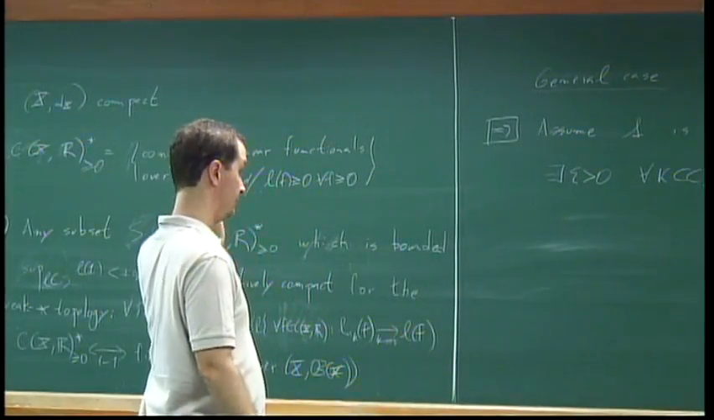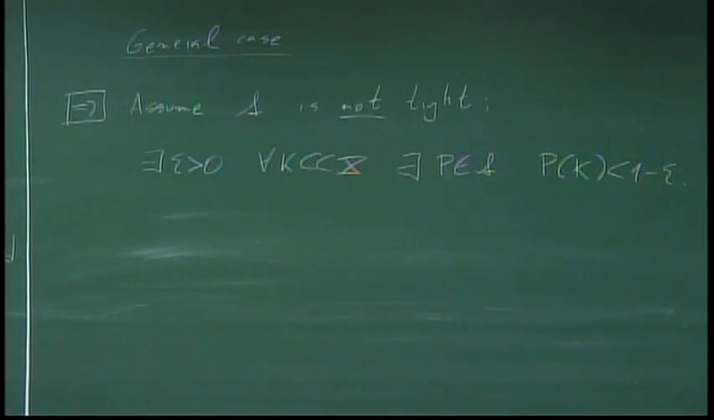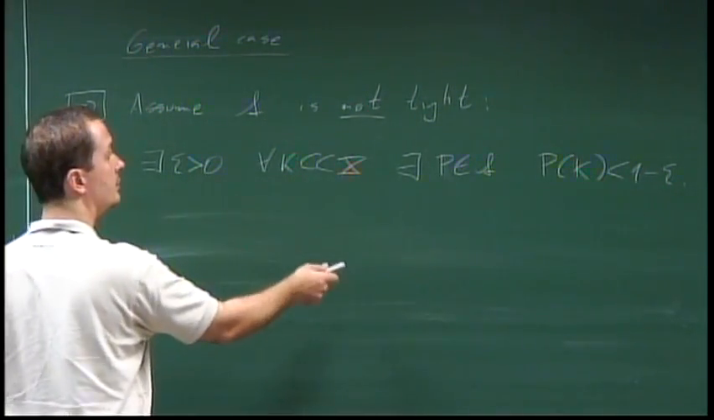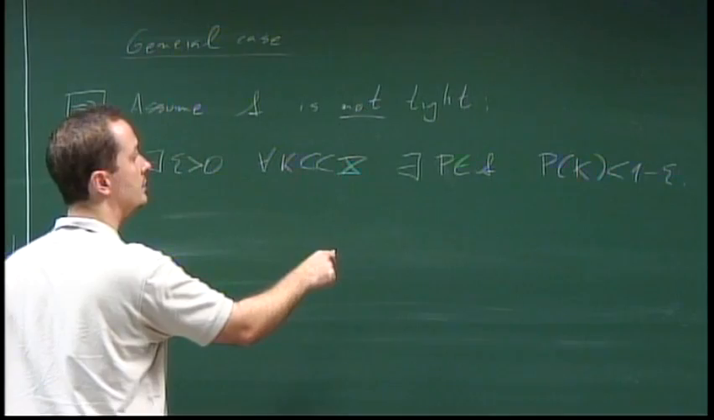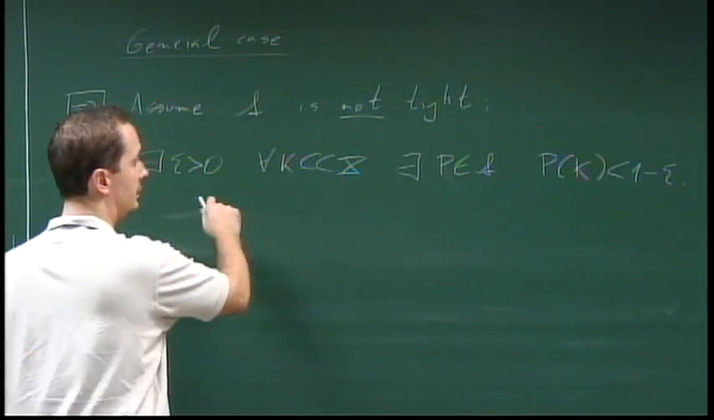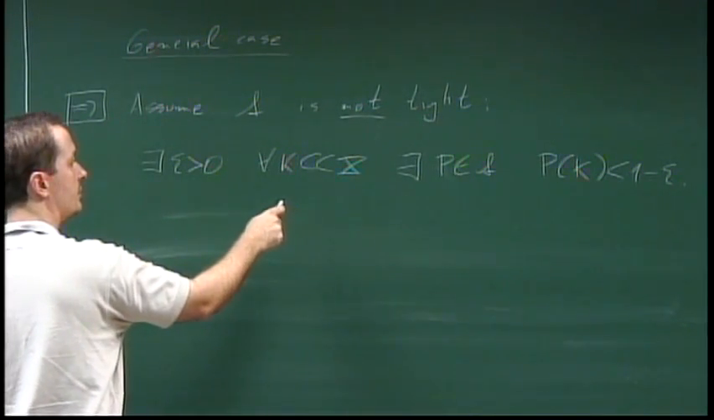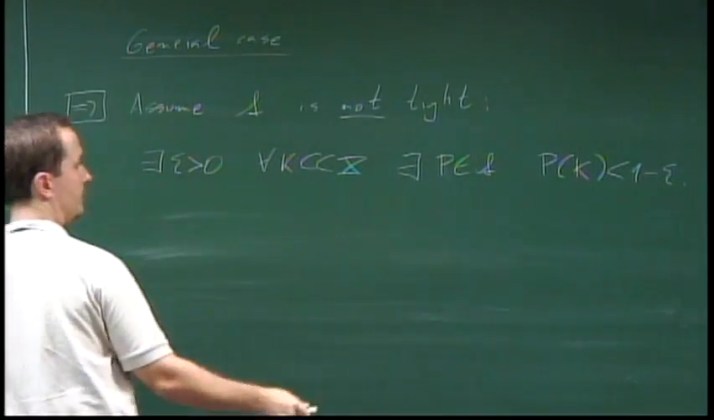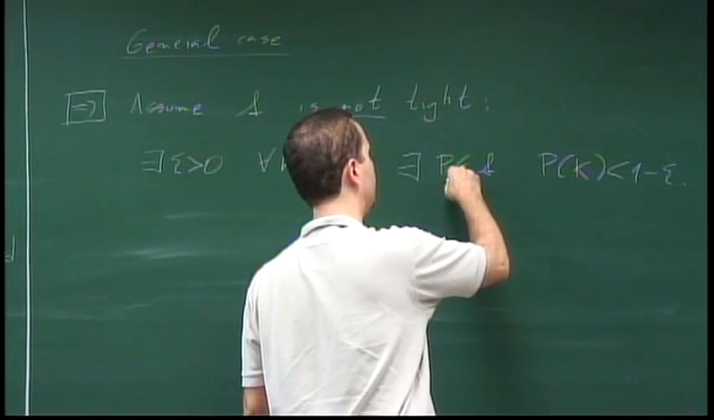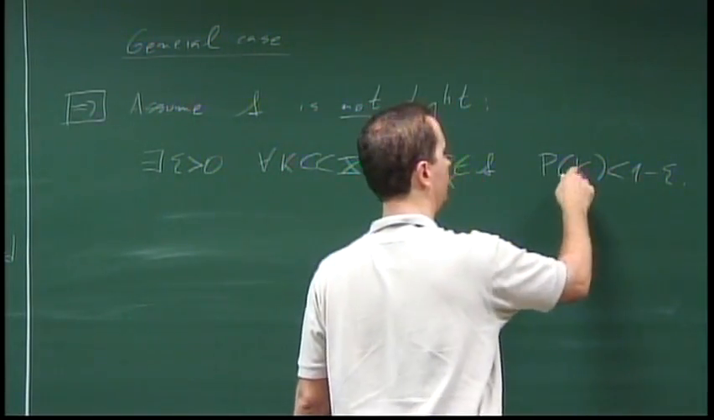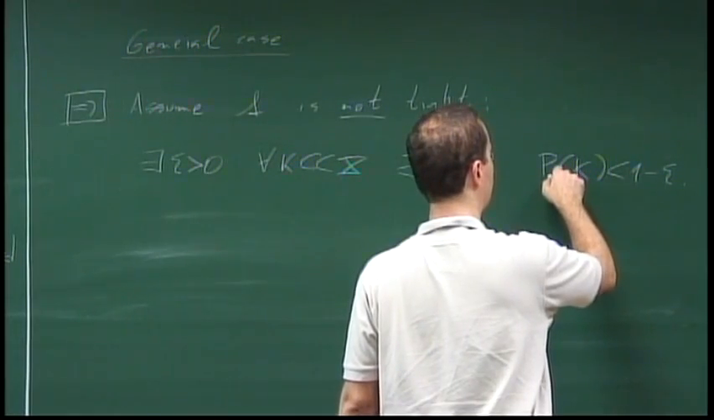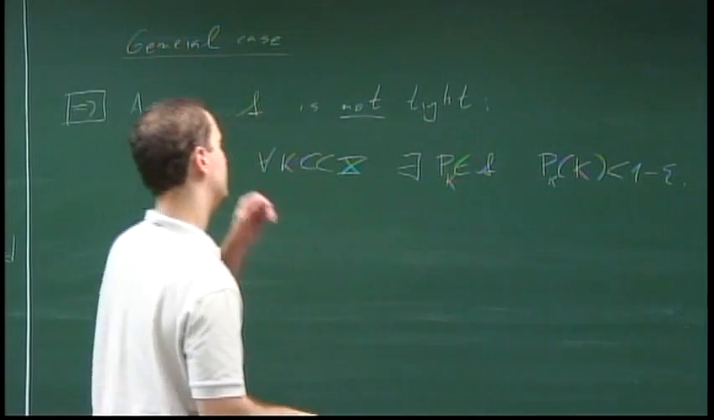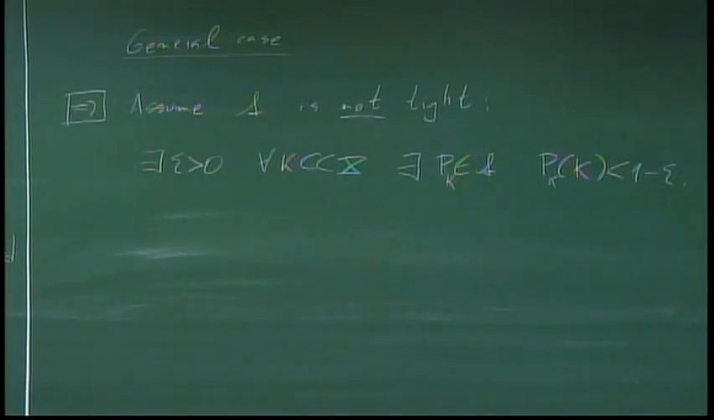Right? So let's see what comes out of this. Just an epsilon for every K. Well, let me call this measure P_K. Right? So for any K, I have a measure P_K with P_K of K less than 1 minus epsilon.